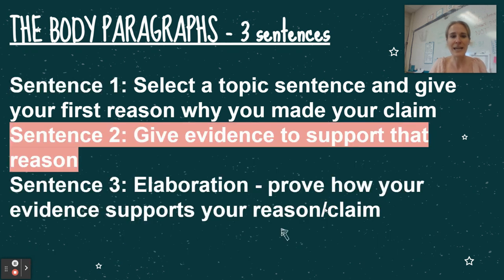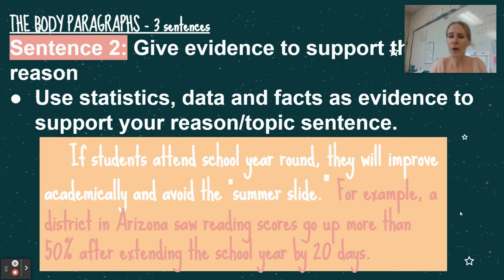Okay, so here is my sentence number 2. I'm going to give evidence to support that reason that I just gave, that students will improve academically if they have year-round school. So the example I gave was, for example, a district in Arizona saw reading scores go up more than 50% after extending the school year by 20 days. So if I look at this evidence, does it prove my reason that students will improve academically? Yes. Anybody see words in this evidence that show that students are going to get better academically? What words show that? Go ahead. Correct. Saw reading scores go up more than 50%. So if reading scores are going up, that's evidence that they are improving academically.